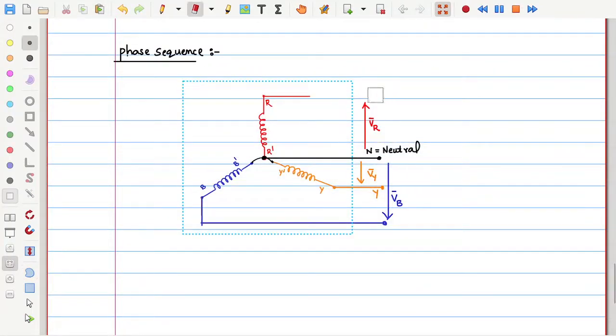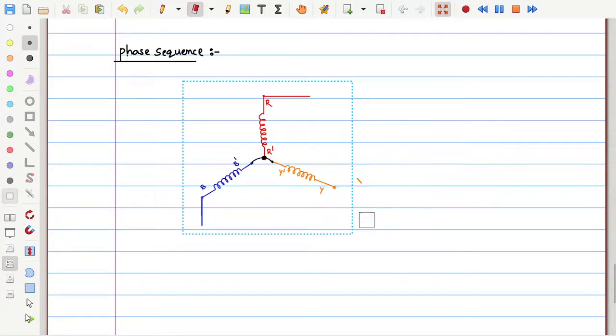So let me remove these portions for now. These are not required. Now what we do is assume ourselves to be three persons. Okay. So one is here, one is standing over here. Person number one. Person number two is standing here. This is the second person. And person number three is standing here. So we are three persons. And this entire box is the generator.